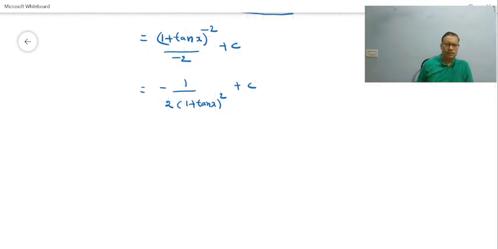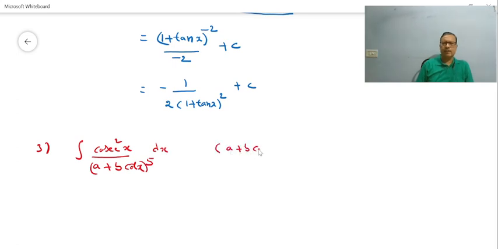Next, another problem. We have to evaluate the integral of cosec²x by (a + b cot x) to the power of 5 dx, where a + b cot x is not equal to 0.